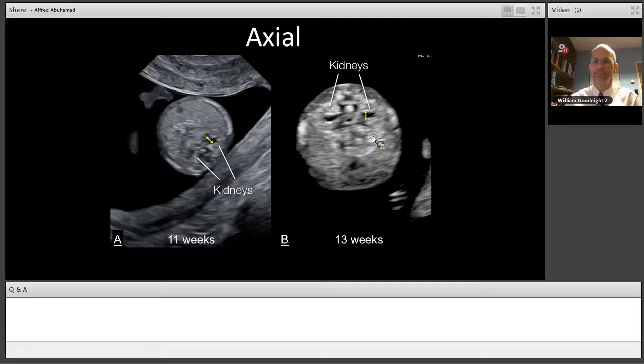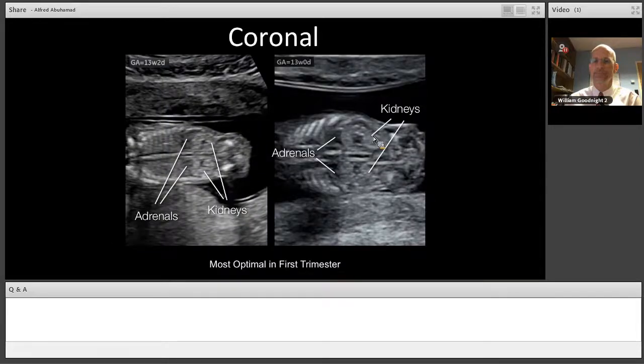In my opinion, the most optimal approach is through a coronal view, as you see right here, because then you eliminate the shadowing, and the kidneys are a little bit more echogenic in the first trimester than they are later on. And you can see right here the adrenals on top of the kidneys.